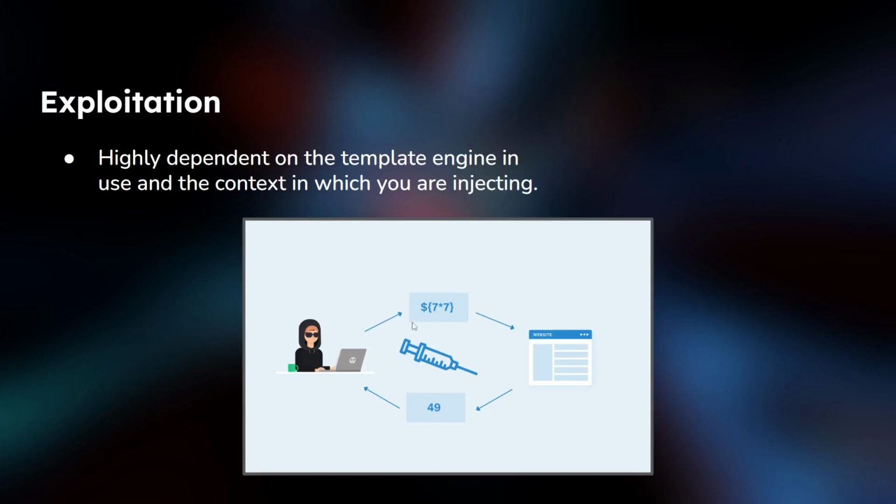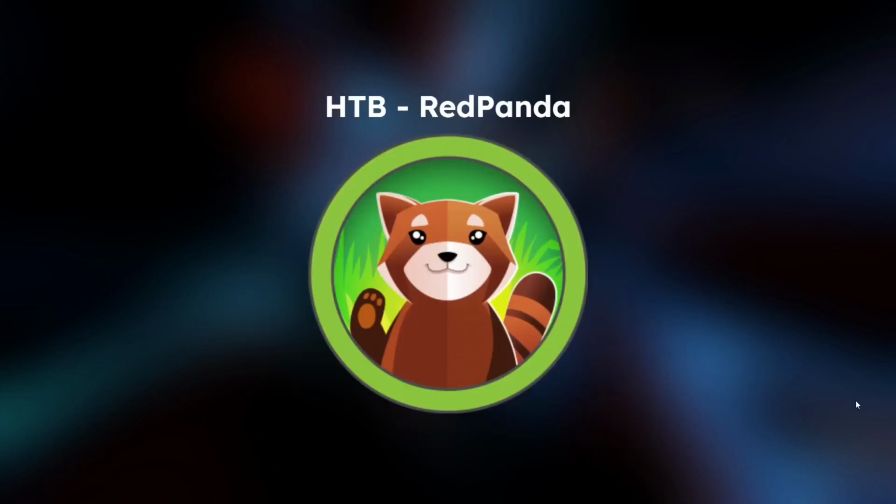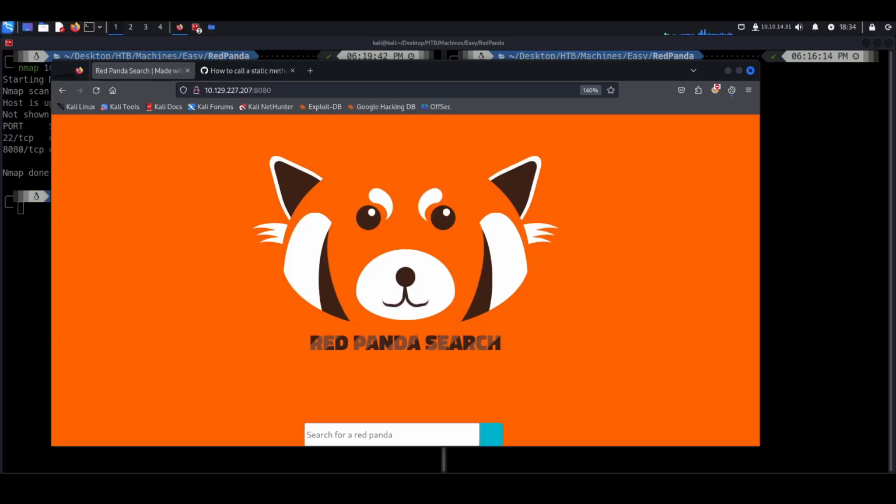So it just depends on the context, but I don't think there's a better way of showcasing how this works than with an example from Hack the Box. It's the first step on the machine RedPanda. So we're going to jump into that, and then we'll come back here and talk about prevention.